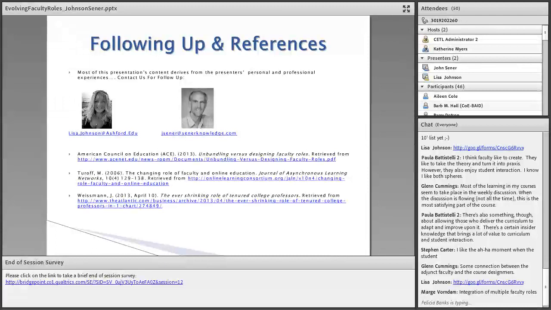I see Glenn's comment about the connection between the adjunct faculty and the course designers. Since I'm not an Ashford person, I can't supply as much context as Lisa can, but that sounds like it would be a good thing to have. What is the current state of that connection, Lisa? Great point and good question. I didn't see Glenn's comment, so thanks for pointing that out.